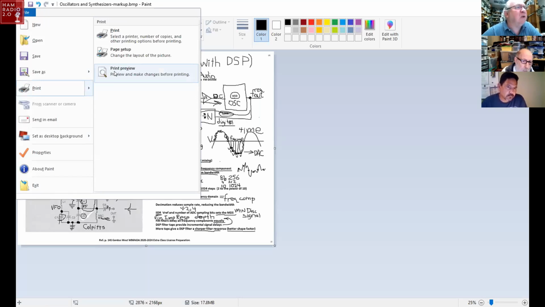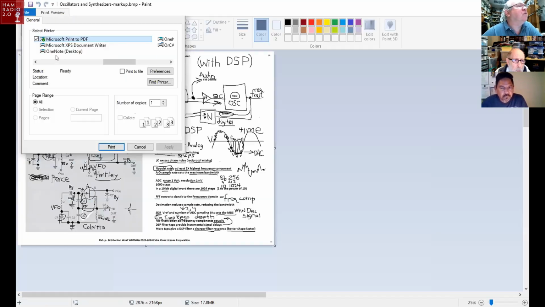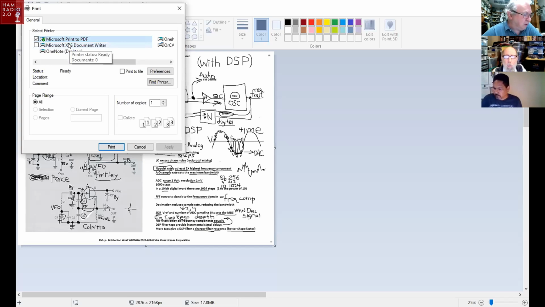But let me save this off, and I'll post the copy of this as a PDF in the chat window so you can have this. And it'll be a different file name from before. It'll say oscillators and synthesizers-markup.pdf. As soon as I get this printed, I'll put it in the chat window. So at 1 o'clock, we'll take up and look at the questions in the book, starting on page, was it 141?